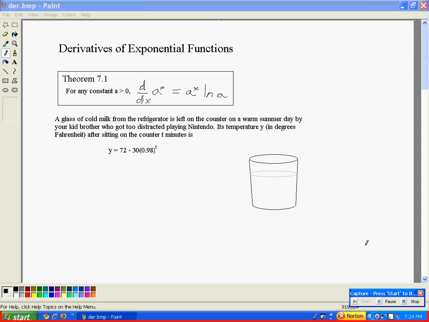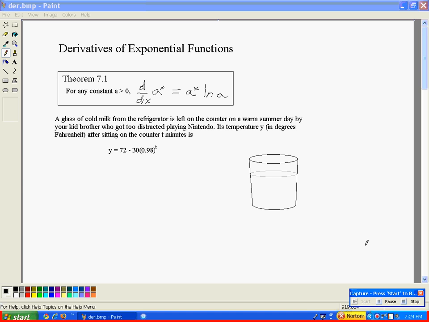We have a glass of cold milk from the refrigerator that is left on the counter on a warm summer day. Okay? Bad thing. Its temperature y in degrees Fahrenheit after sitting on the counter for t minutes is y equals 72 minus 30, all in parentheses, 0.98 to the t power. Okay, let's look at that. First of all, let's see what the meaning of this formula is.